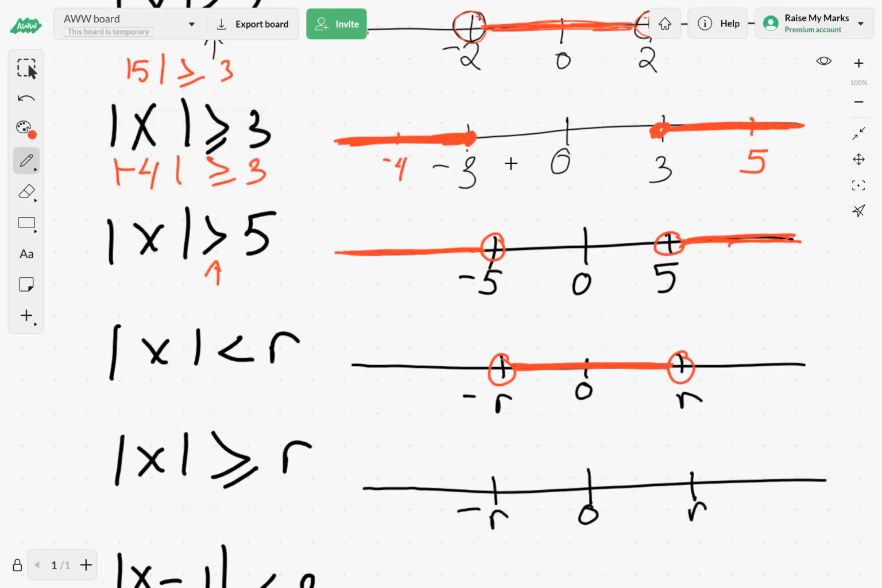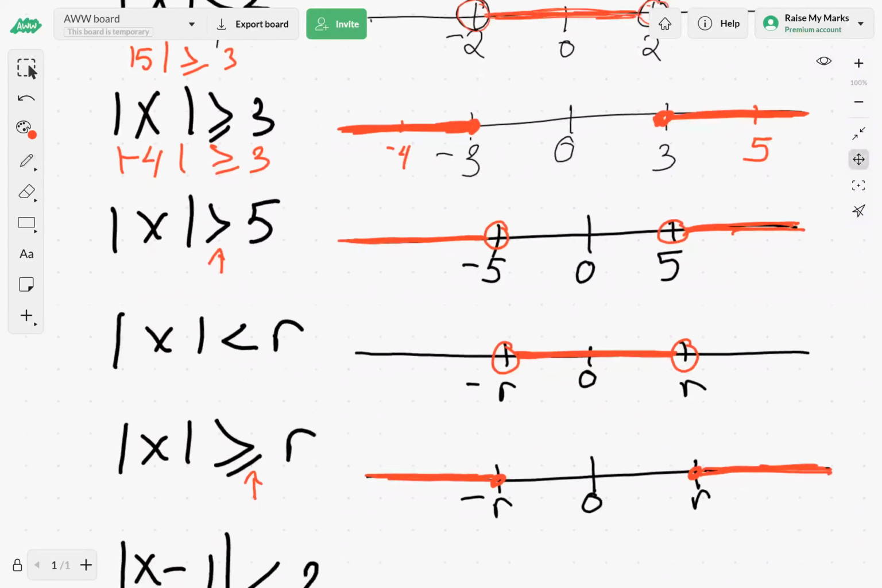Since we have an inequality, we're going to include the points -r and r, so a filled circle at those points. And our absolute value is greater than r. So we're going to consider the values x greater than r or the values of x less than or equal to -r. Good. All right.